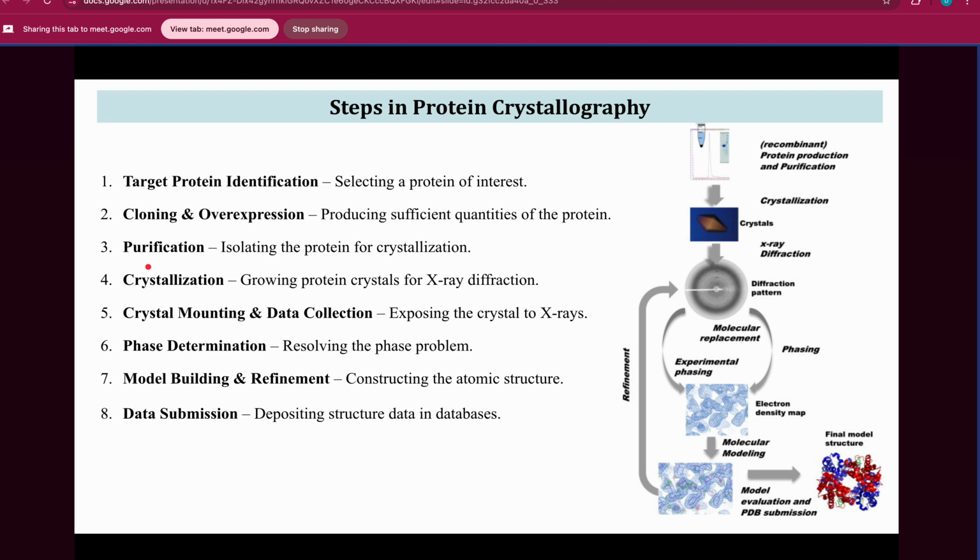Then the third step is purification, which is also very important, because if you want to make the crystals, then your protein should be very pure. So isolating the protein for crystallization. Then the fourth step is crystallization.